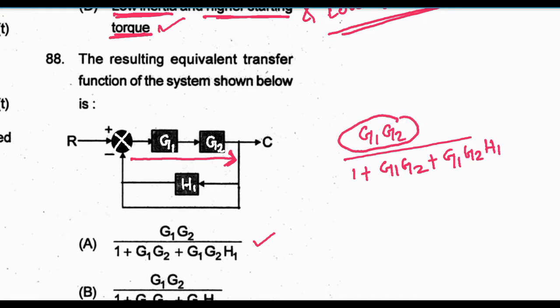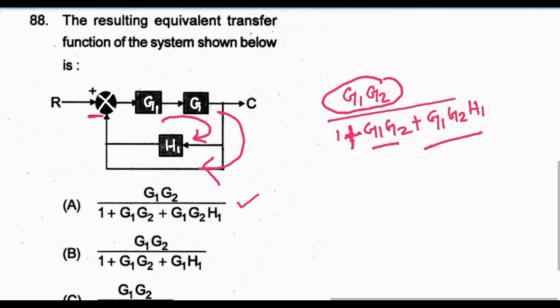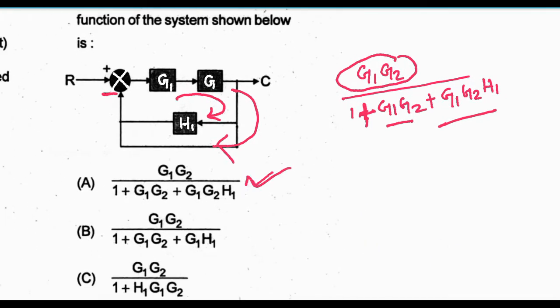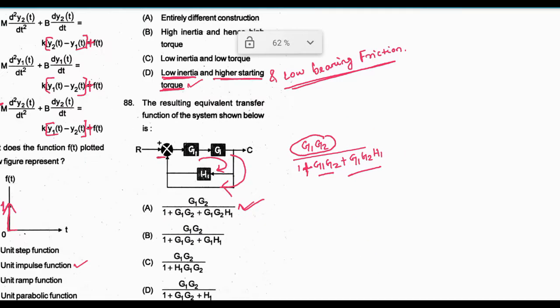Then 1 plus loops. And what are the loops here? Here is one loop and another loop is here. So G1 G2 is one loop, and here it is minus. So this will be 1 plus G1 G2 plus G1 G2 H1. Here option A is the correct answer. So next question number 89.